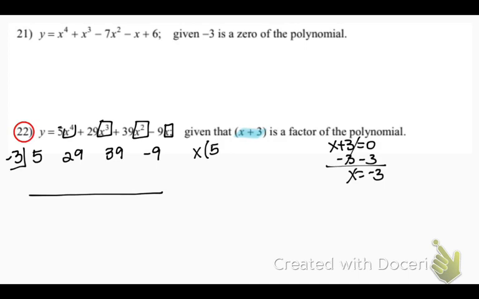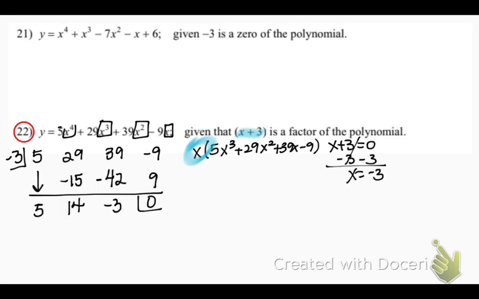So I have x times 5x cubed plus, let me fix that, x times 5x cubed plus 29x squared plus 39x minus 9. And those coefficients, those numbers, are still the same, but I did want to make sure that I factored out that x because it will be a part of our answer in a minute. Okay, once you do your synthetic division, you should get to this step.